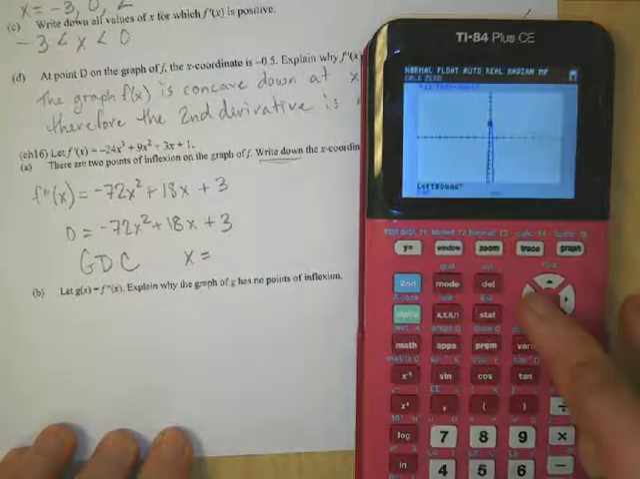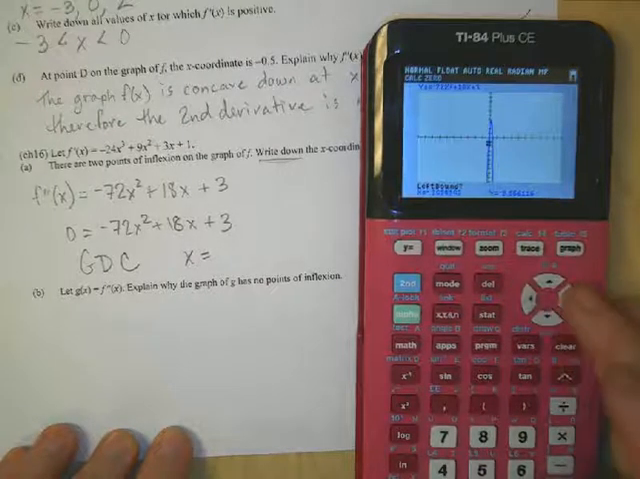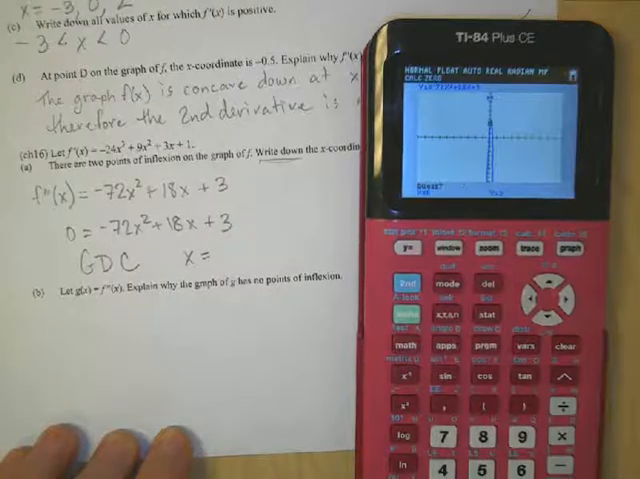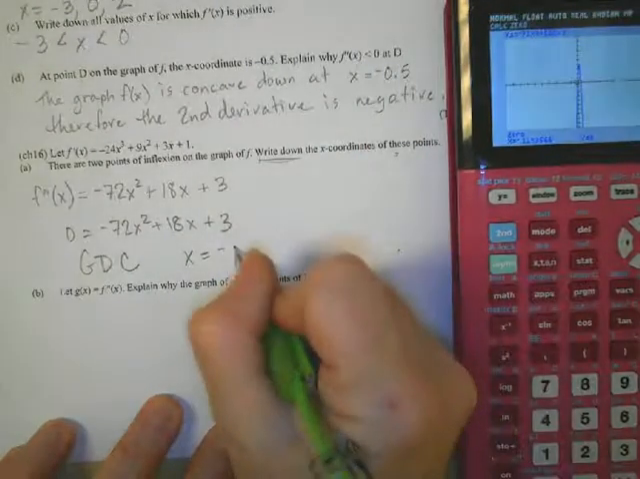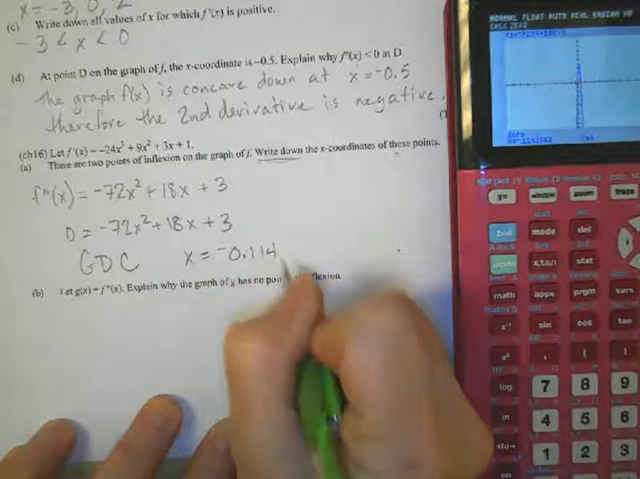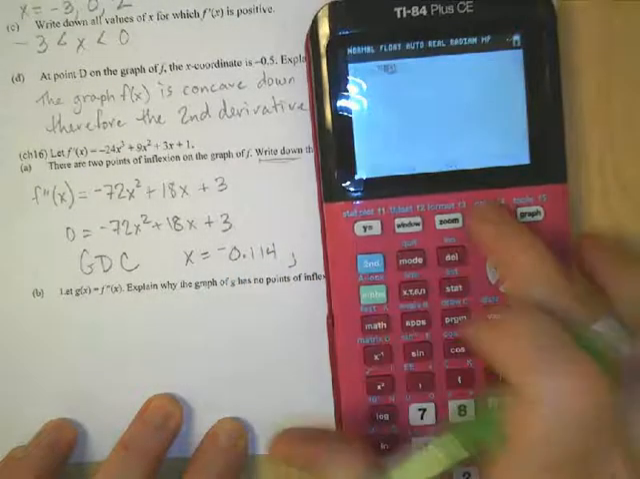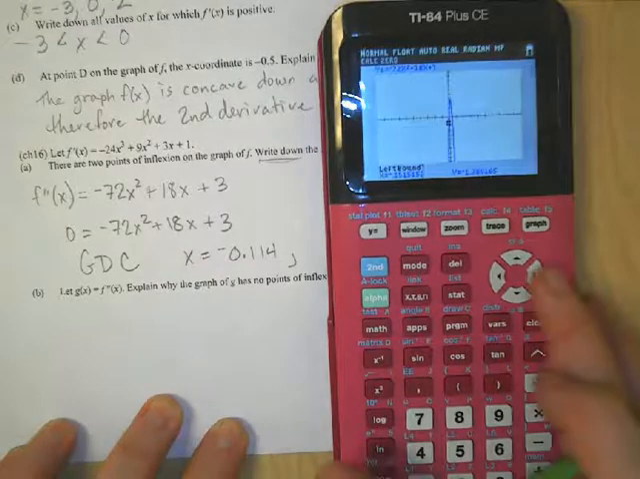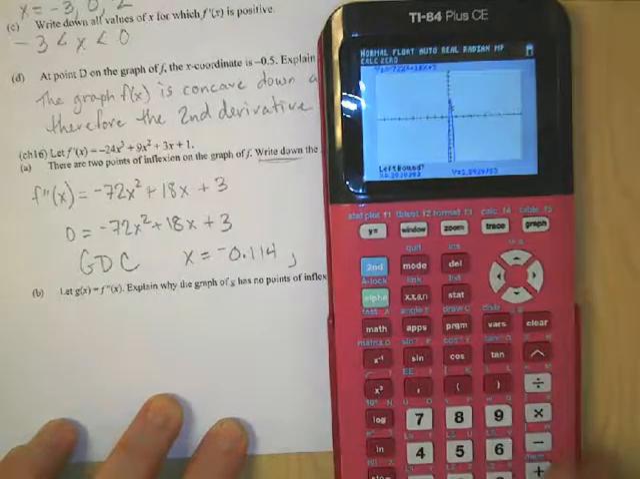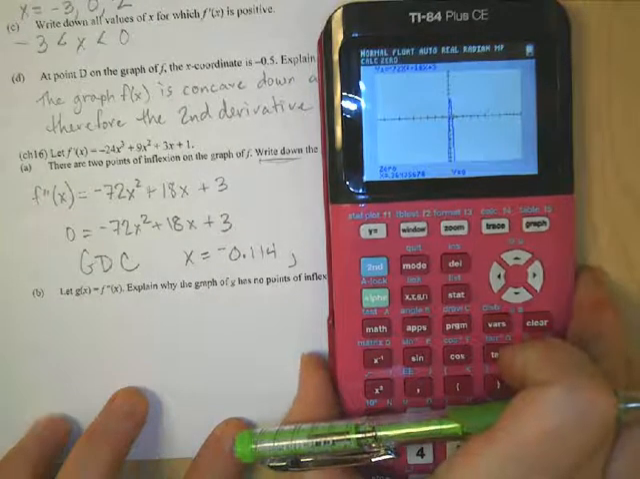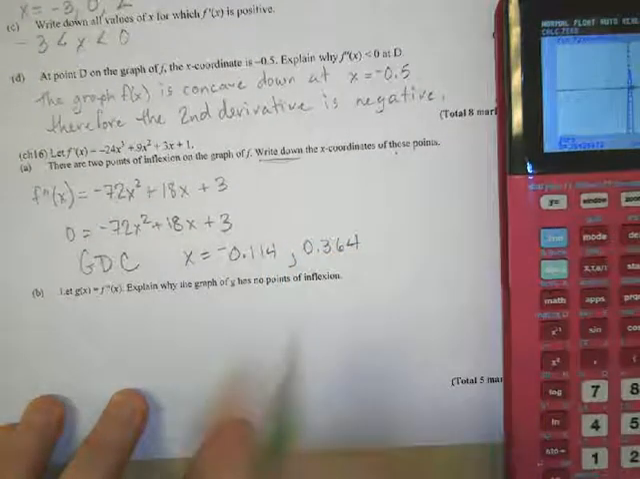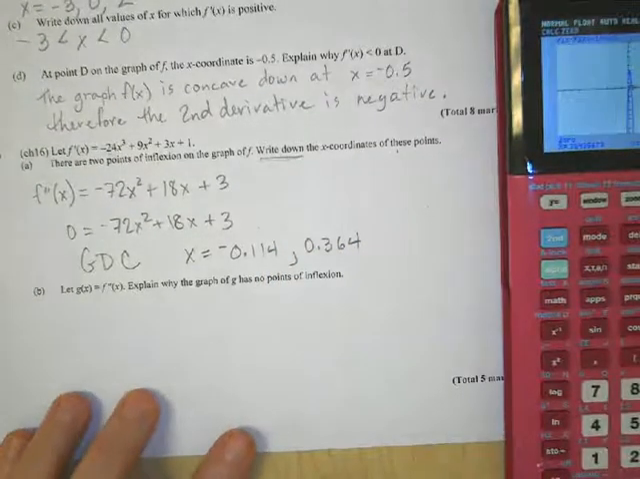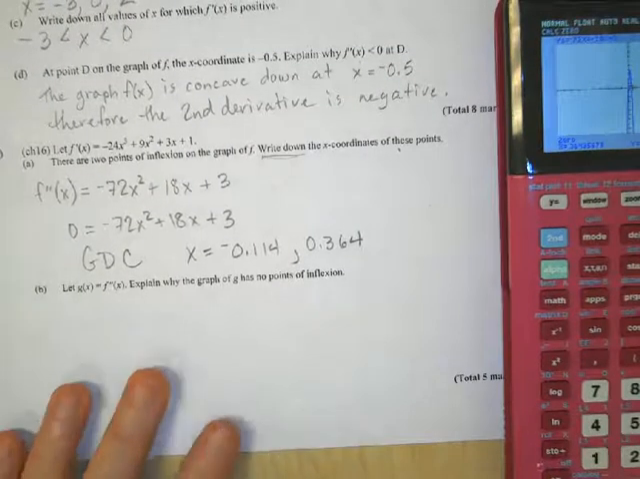I'm going to go left at the first one and then right. Hit enter, and it gives me the first one. So that would be negative 0.114. And then the other one, with a 0 to the left of it, to the right of it. Enter, enter, enter. And I get 0.364. Those are my 2 x-coordinates of my x-intercepts of the second derivative, which gives me my points of inflection.